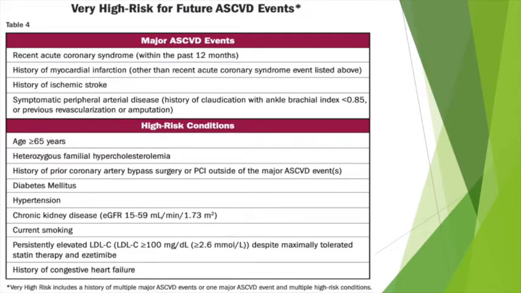A very high risk of ASCVD is defined as a history of multiple major ASCVD events or one major ASCVD event and multiple high-risk conditions. High-risk conditions include age 65 years or older, hypertension, diabetes mellitus, heart failure, chronic kidney disease, current tobacco use, and a history of arterial revascularization outside the major ASCVD event.